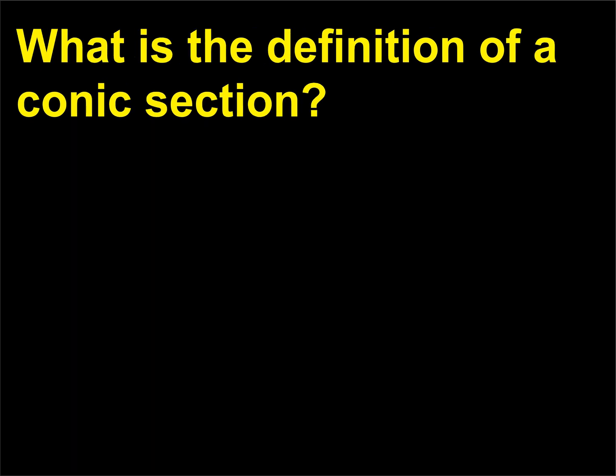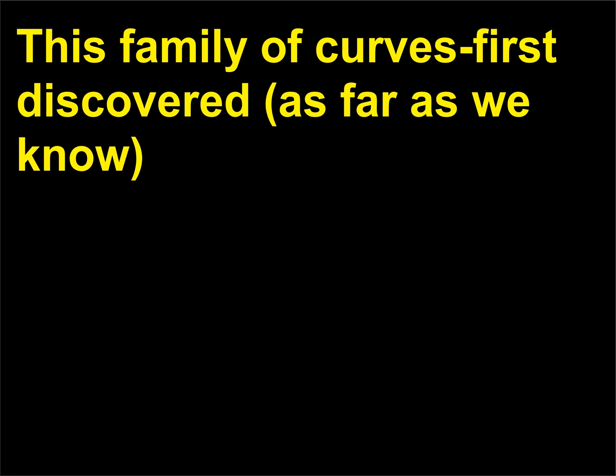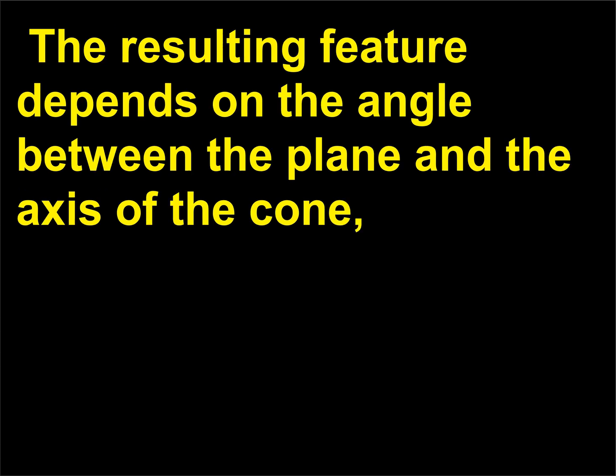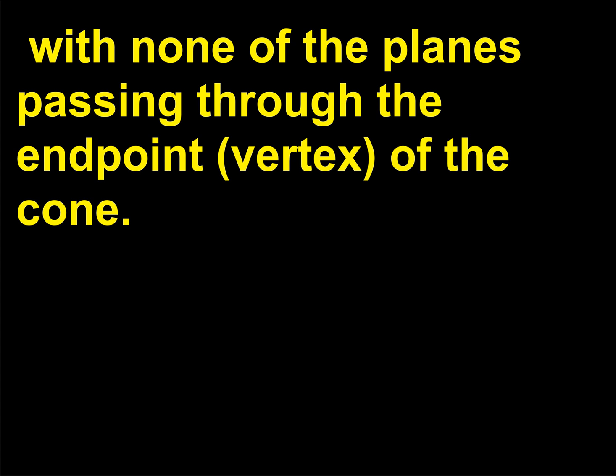What is the definition of a conic section? This family of curves, first discovered, as far as we know, by the ancient Greeks, is generated by planes intersecting, cutting into, a cone. The resulting feature depends on the angle between the plane and the axis of the cone, with none of the planes passing through the endpoint, vertex, of the cone.